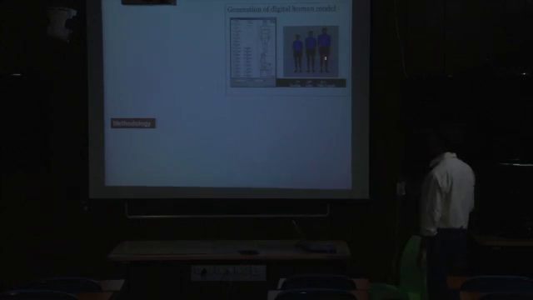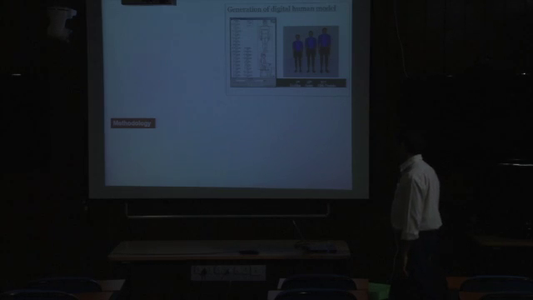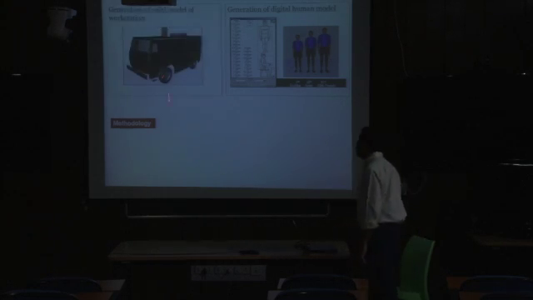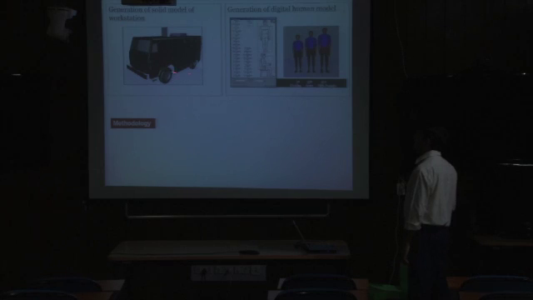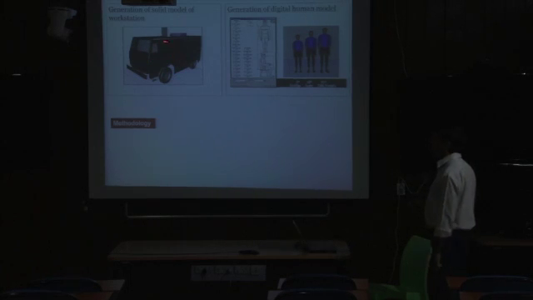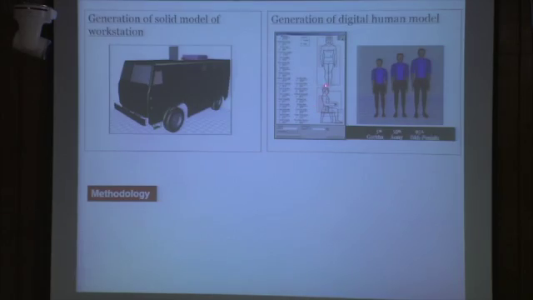While these models are ready, we can generate a solid model of this type of product or facility. Here it is an army vehicle. This type of army vehicle, or any other product or facility, we can develop using digital human modeling software, but many digital human modeling software do not have such capabilities to develop a very complex CAD model of the product or facility.